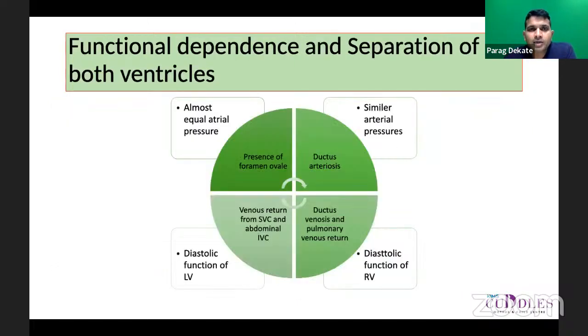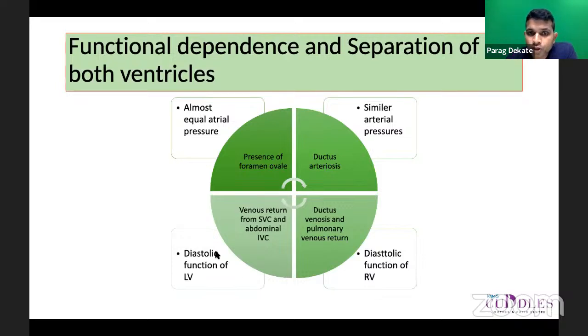About the functional dependence and separation, because of the presence of the foramen ovale, we see almost equal arterial pressurization. If there is a ductus arteriosus, there might be a similar arterial pressure, depending upon which pressure is more, transitioning right to left or left to right shunt. Ductus venosus carries most of the blood into the right atrium and the right ventricle. This basically corresponds to the diastolic function of the right ventricle. Diastolic function is basically relaxation.